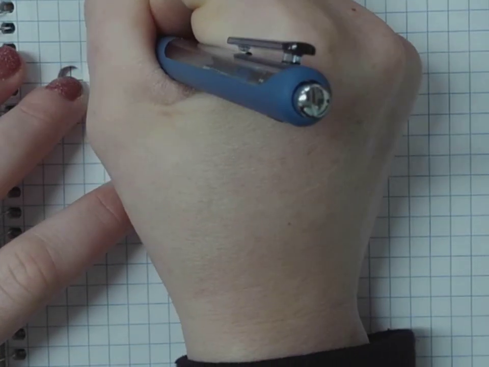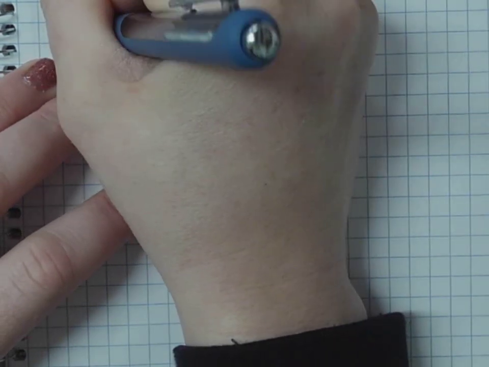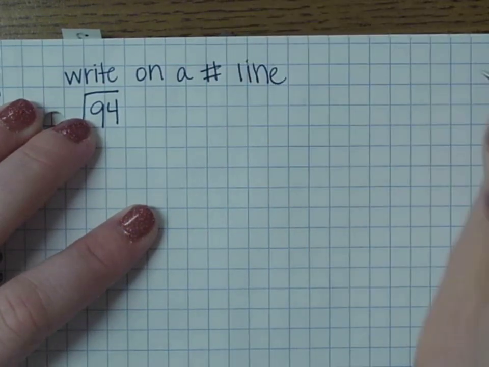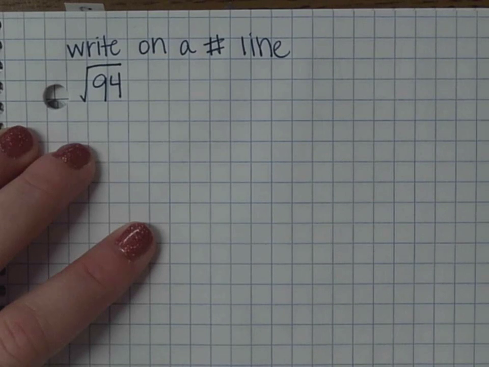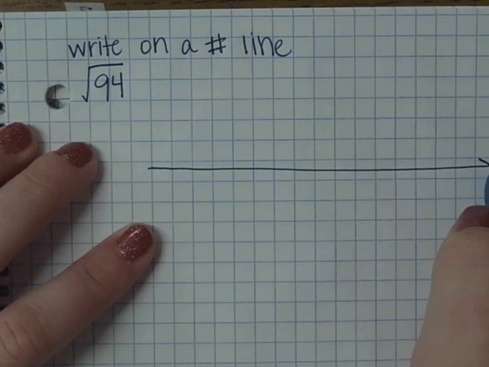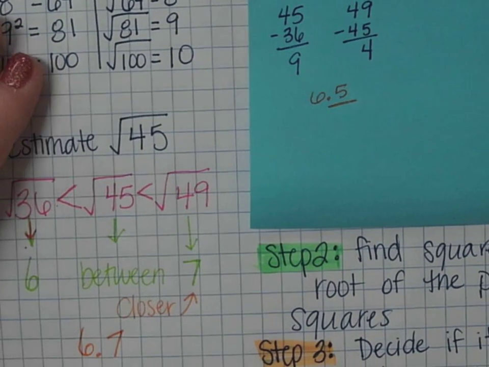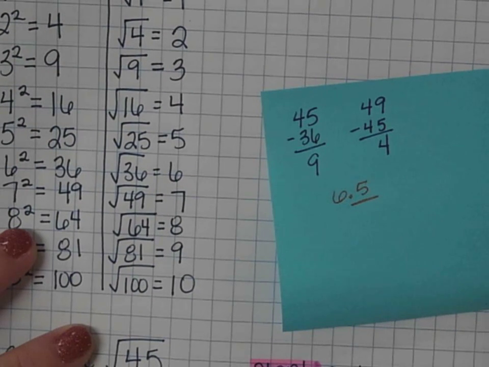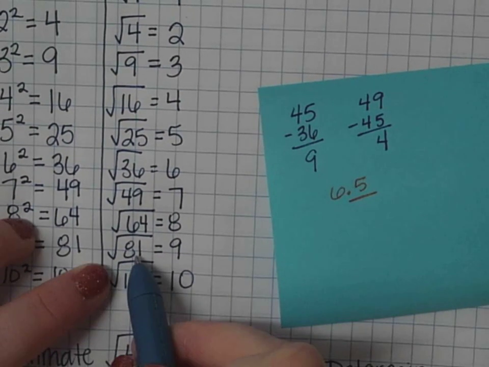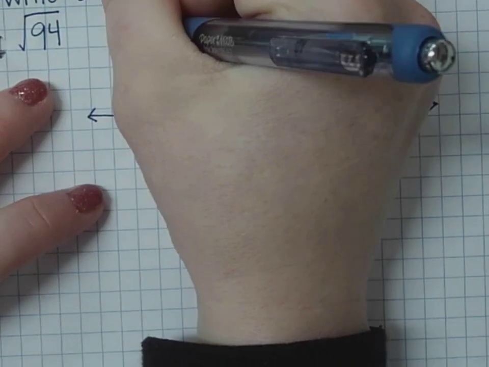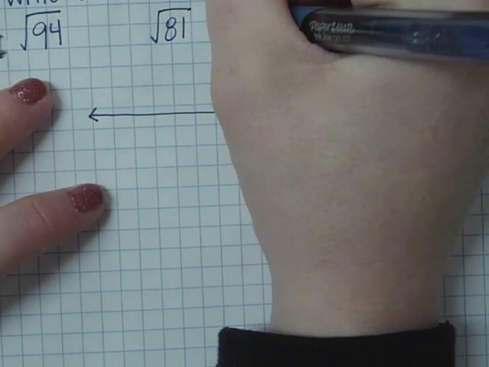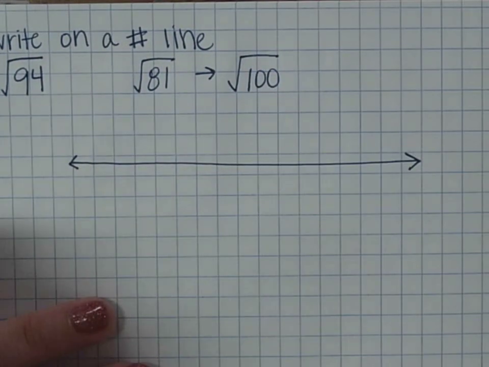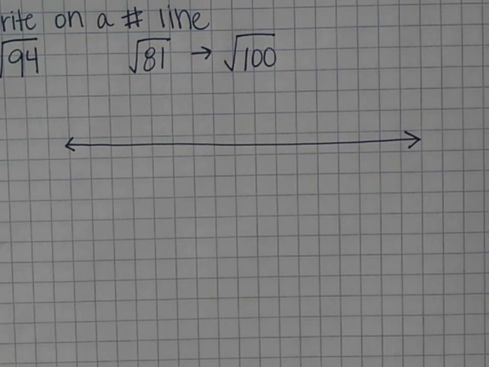Let's do the square root of 94. So if I told you to write the square root of 94 on a number line, you're going to do those same steps that we just did over here. So we're going to determine which two perfect squares it falls between. The number I just wrote was 94, so we know it's between 81 and 100. So it has to be between square root of 81 and square root of 100. That was our pink step.